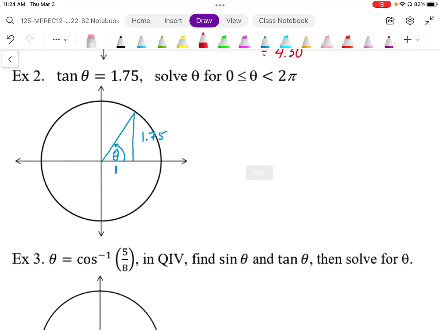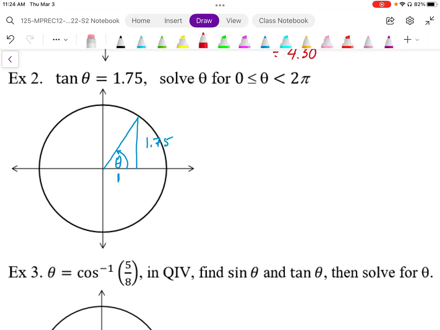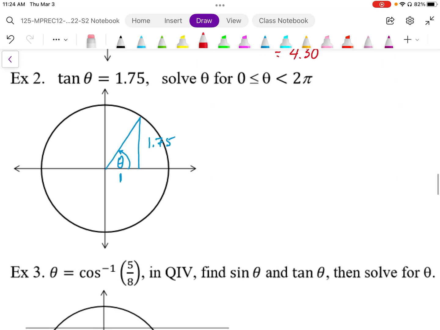For tangents, it's different as well, because tangent is not x or y, it is slope. So here I've drawn the tan ratio of 1.75, so I have a rise of 1.75, a run of 1, and I want to then find the angle. So I'm going to do my arctan, or my inverse tan. So the inverse tan will give me the angle.